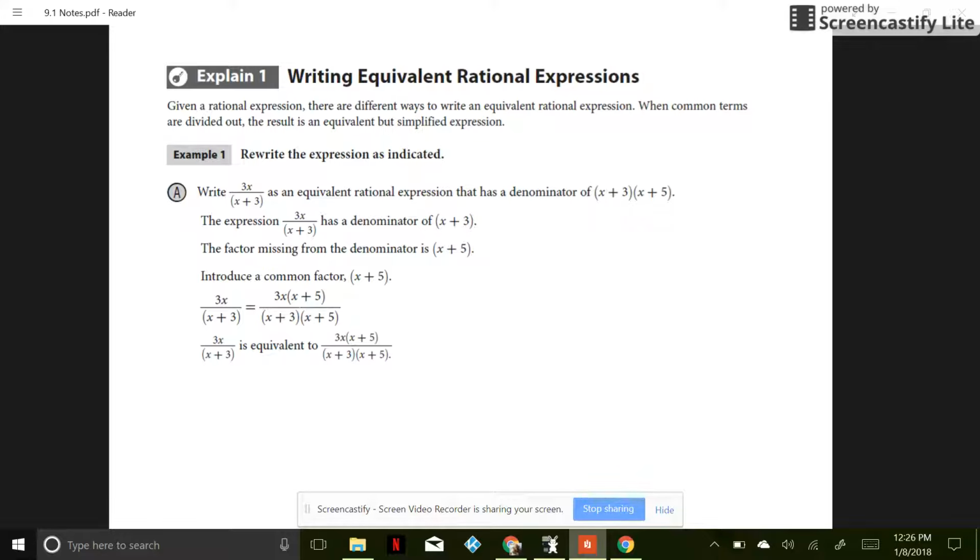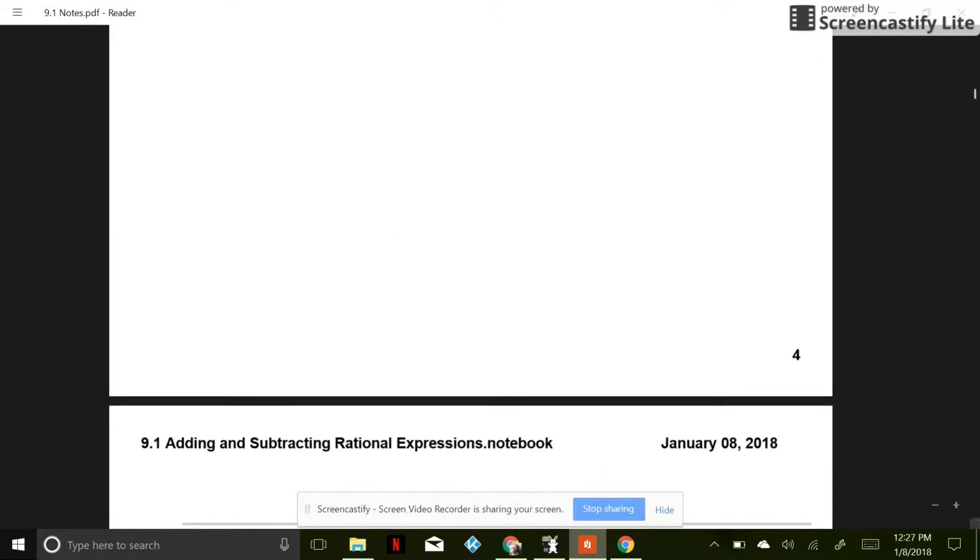So in this case, we wanted to rewrite 3x over x plus 3 as an equivalent rational expression that has a denominator of x plus 3, x plus 5. So what we'll need to do is multiply by something that's equivalent to 1. In this case, it'd be x plus 5 over x plus 5. Do that multiplication, and you'll get the equivalent expression.